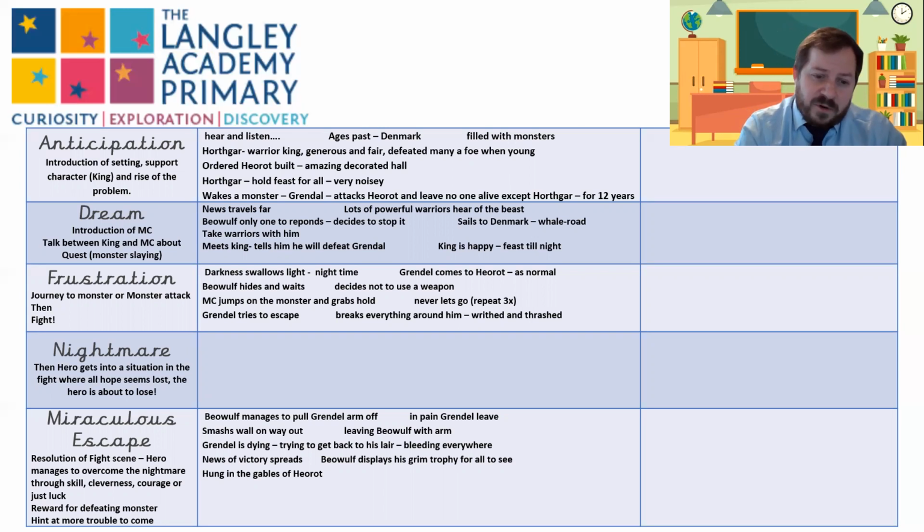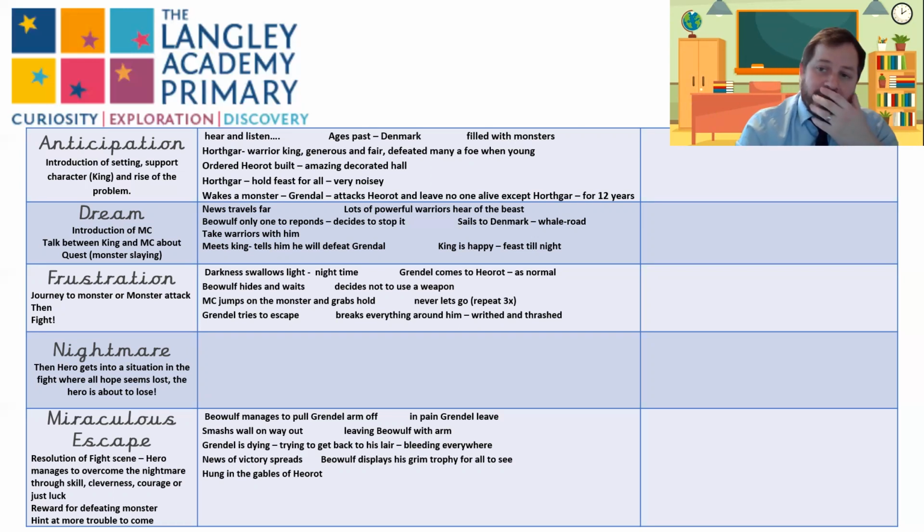And then finally, we've got our miraculous escape. So Beowulf manages to pull Grendel's arm off, and Grendel's in pain and has to leave. And on his way out, he smashes a wall down, leaving Beowulf with his arm. So Grendel's dying, but trying to get back to his lair, and he's bleeding everywhere. And we talk about this drop by drop. News of the victory spreads, and Beowulf displays his grim trophy, the arm of Grendel, for all to see, which is hung in the gables of Heorot.